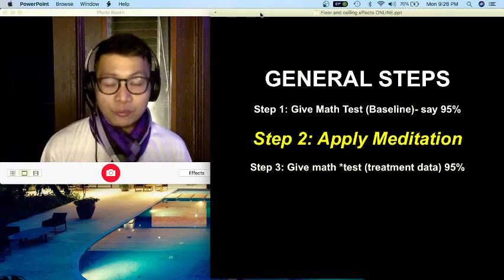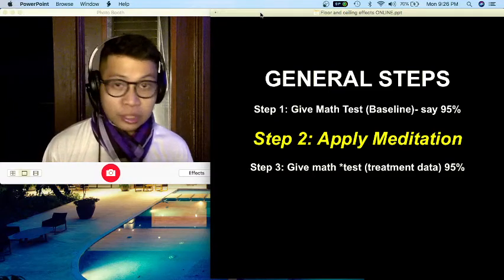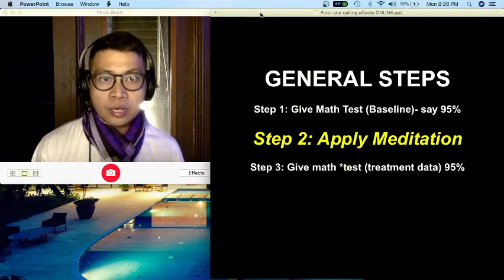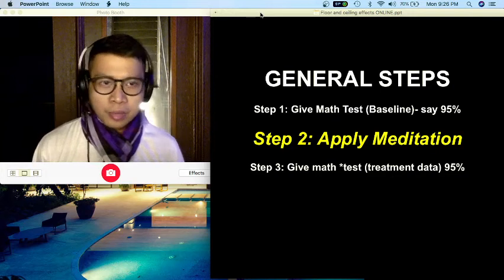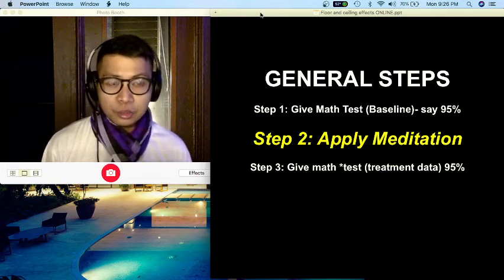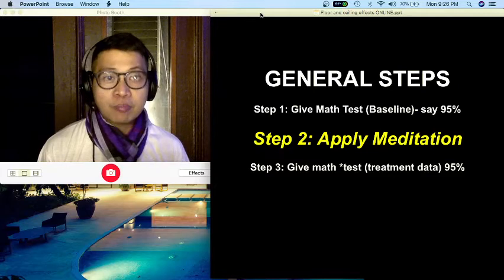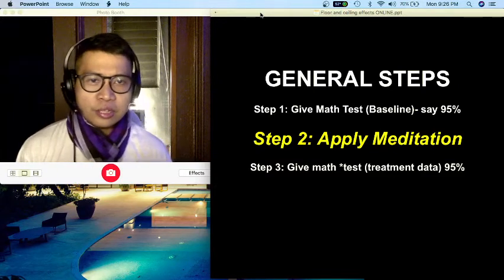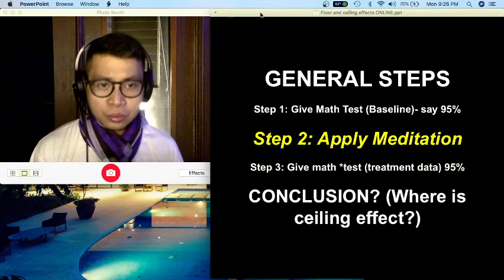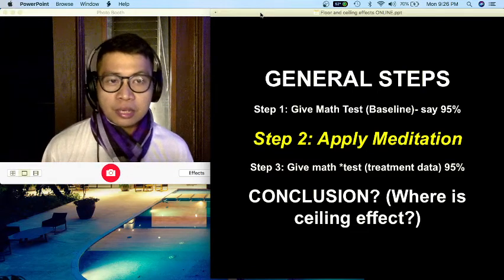But, you have to make sure that the level of difficulty between the test in step 1 is the same as the level of difficulty of the test na kinuha nila doon sa step 3. Now, to make the long story short, sabihin na natin na yung treatment data, yung scores naman nila doon, again, you got the average scores, it gave you a 95%. So basically, given this pattern of results, given this pattern of steps, you are more likely to conclude na walang epekto ang meditation sa kanilang mathematical ability.